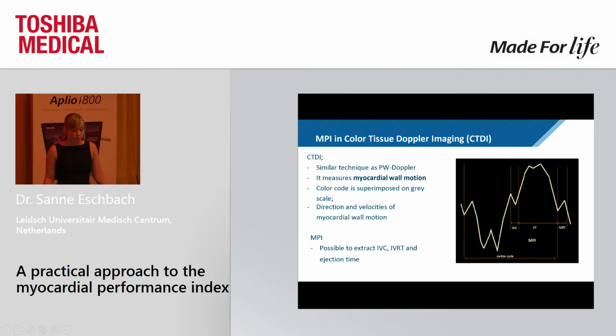We could possibly measure the MPI in this image because it's possible to extract the isovolumetric contraction time and relaxation time and also the ejection time, as shown in the figure here. In that way you can measure the MPI. The only thing is that this image doesn't really show the opening of the valves, it doesn't really show the blood flows, it shows the myocardial motion. So we were thinking, what else can we do with this image that may be an easier approach for the image that we can obtain here?